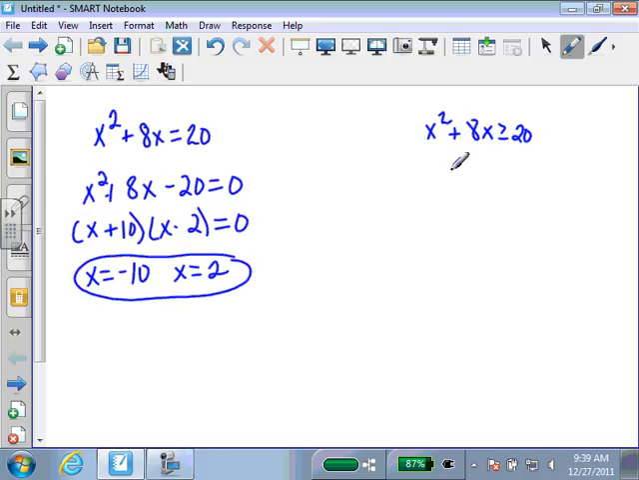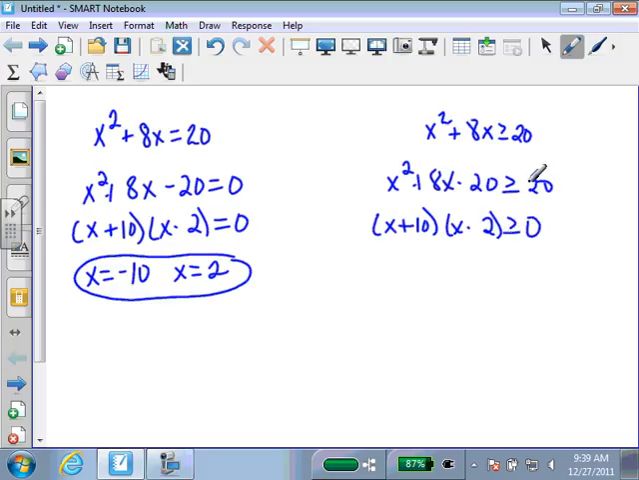I'm going to have to do the same for the inequality because it has x squared in it. But then I'm going to have to do something called interval testing. So I'm going to put the critical numbers on the number line. I'm going to test a number over here, something like negative 20.